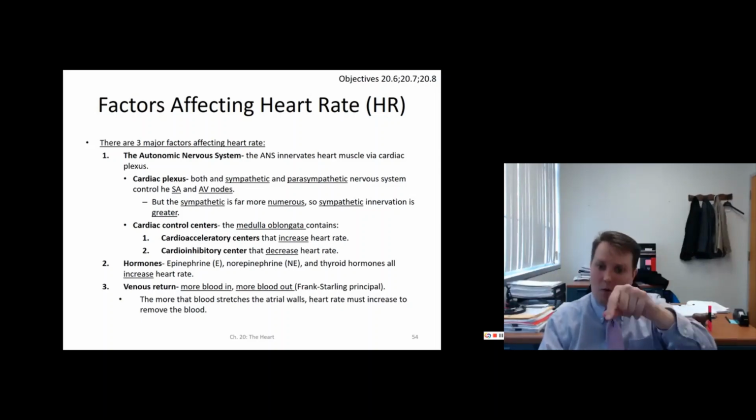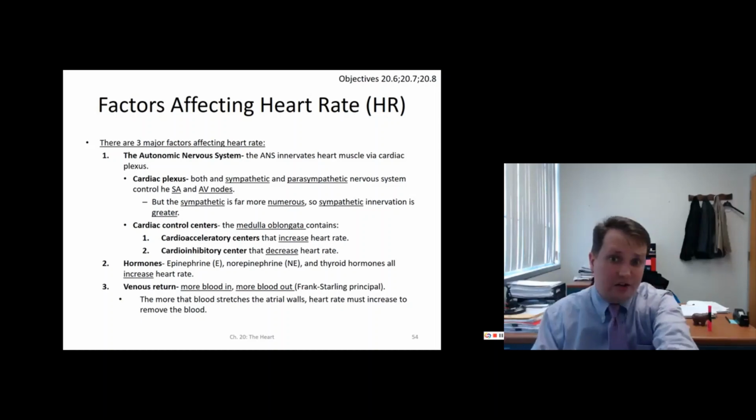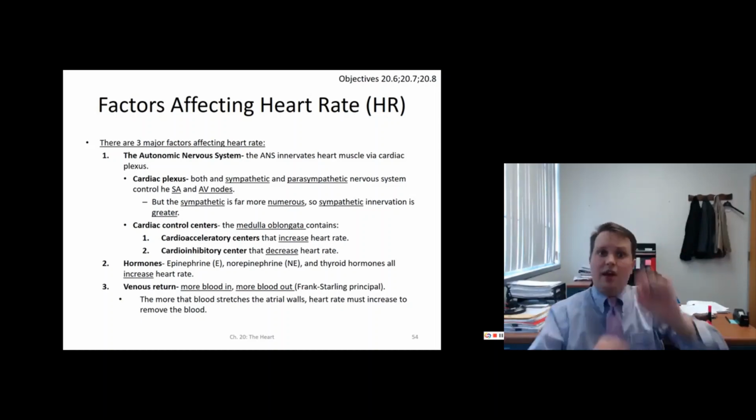Venous return. More blood in, more blood out. Whose principle says that? Frank-Starling Principle. Make sure you know that. Tattoo that on your wrist, okay?